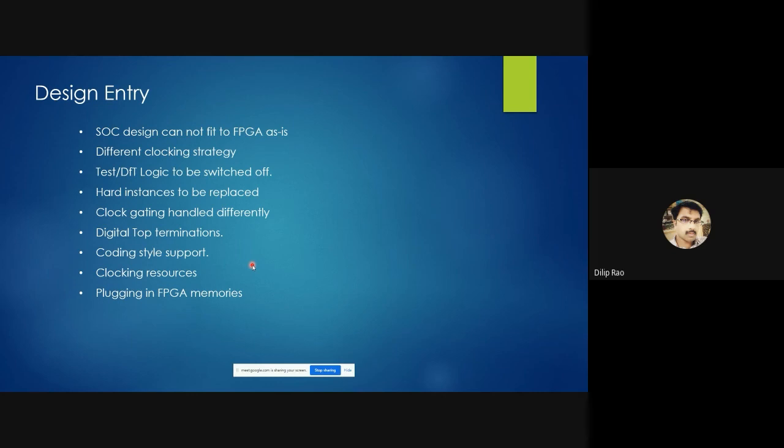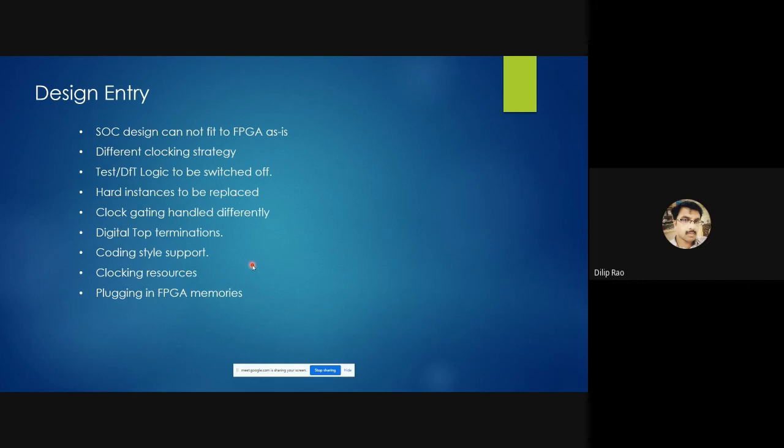Clock gating has to be handled differently. As I said before, clock gating directly contributes to power saving, so it is very crucial for an ASIC. For an FPGA, we don't really bother because power is not a matter of concern. So clock gating can be completely switched off. Unless it's a functionally important clock gate, we don't really have to bother. Power-save clock gates can be switched off to save in terms of clock skew and timing violations. So that is something that has to be handled.